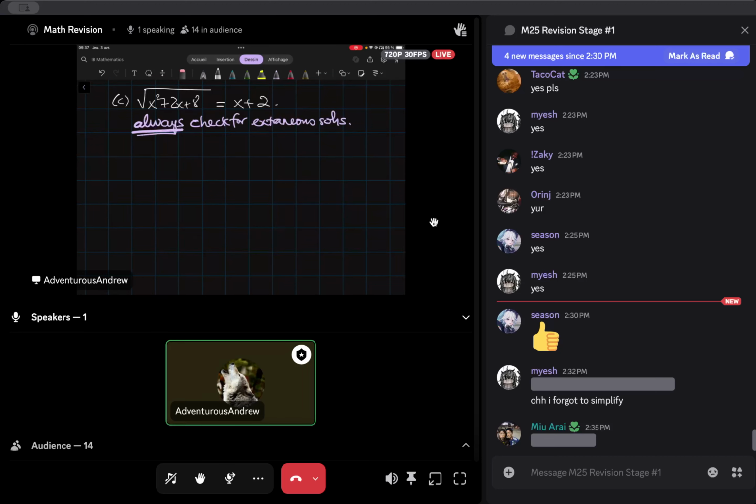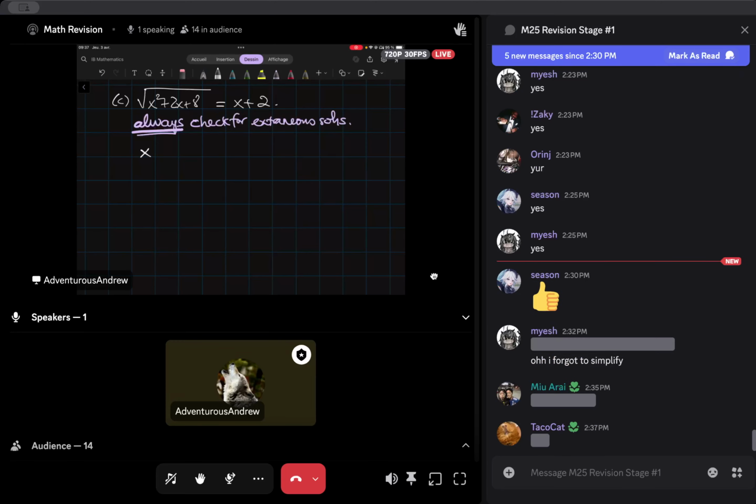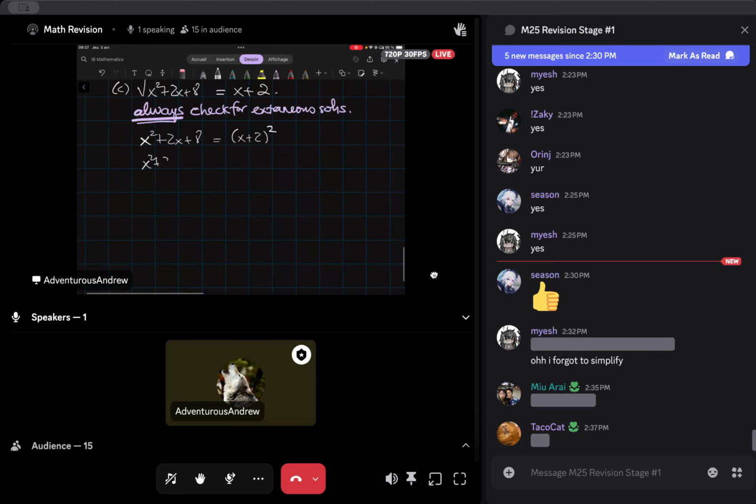We want to get rid of a square root. So what are we going to do? We're going to square both sides of the equation. Okay. I'm going to shove everything to the right hand side. That's gone. You have 2x minus 4 is equal to 0, or x is indeed equal to 2.